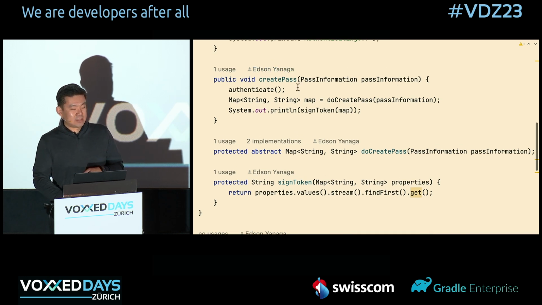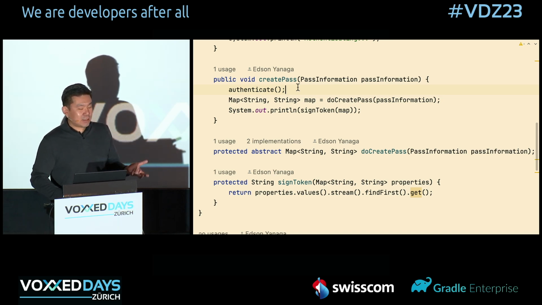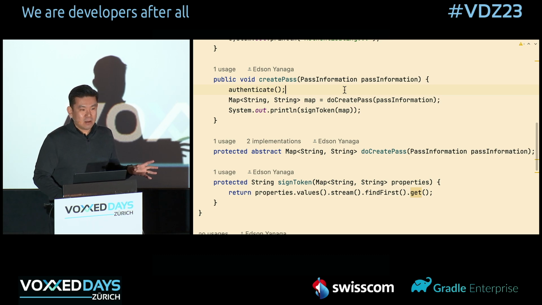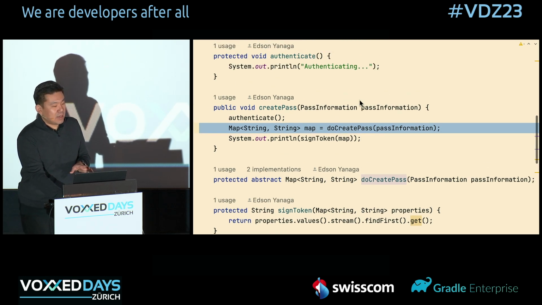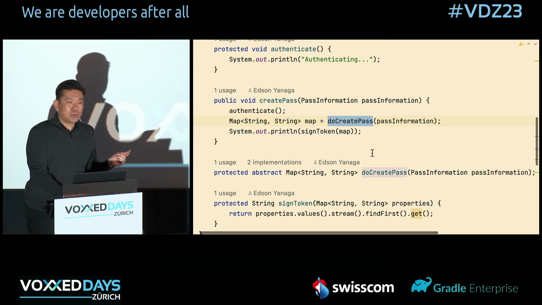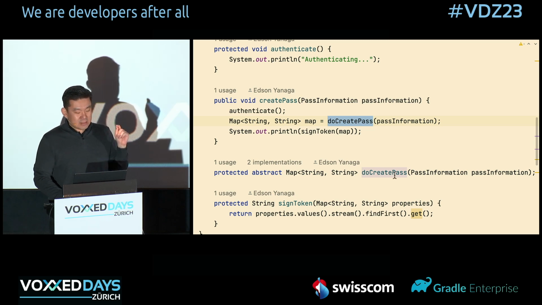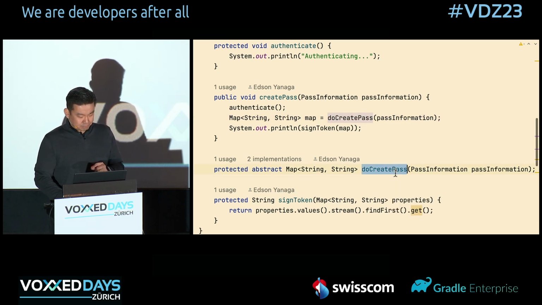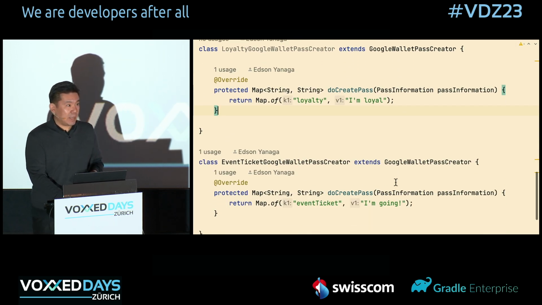I need to authenticate with the API to be able to generate a pass. And once I've created my pass, I need to sign the JWT with my private key to be able to send this link to the users. So the first step and the last step are always the same. What changes is the type of pass that I'm creating. So what I created here is an abstract class with an abstract method, doCreate, just like in the book: do something and do something, and this protected abstract method is implemented in one of the subclasses. Okay, this is the legacy way.